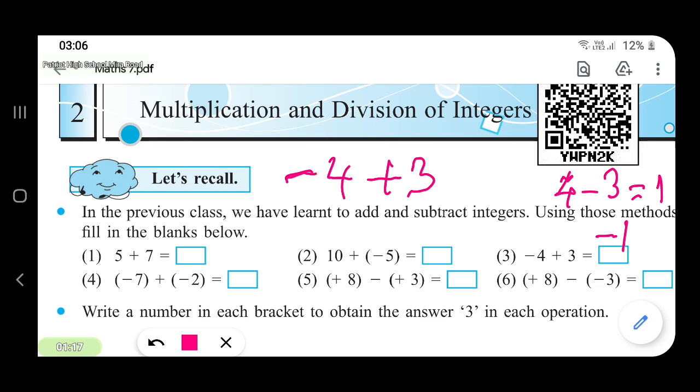Fourth example, both the numbers are negative and we are adding the numbers, minus 7 plus minus 2. So both negative numbers will add and it will become 7 plus 2 will be 9. But since both are having negative sign, so we give a negative sign to the answer 9.